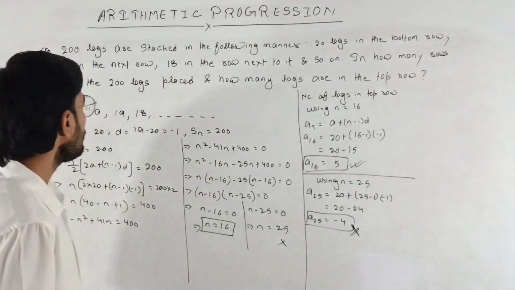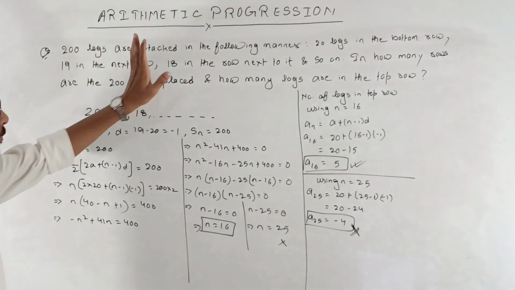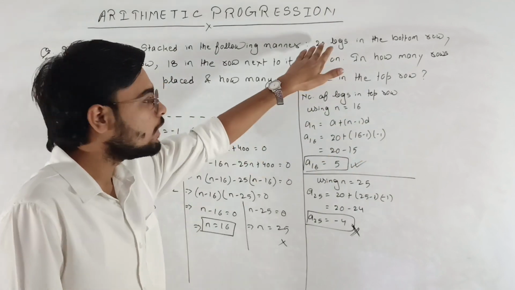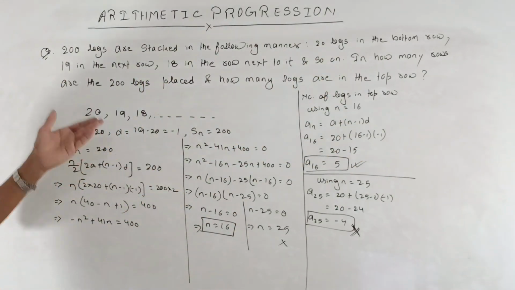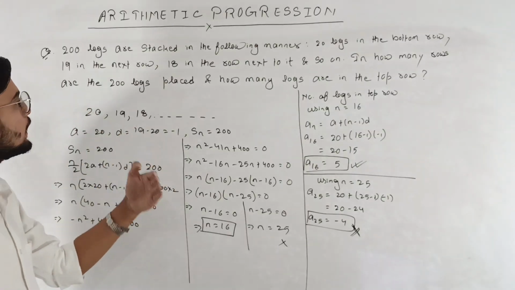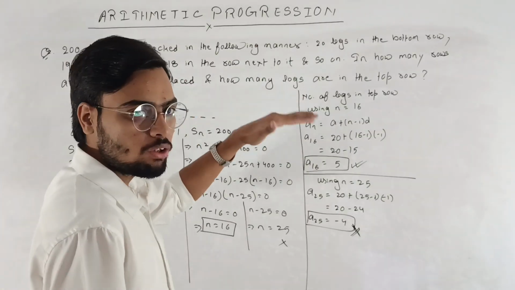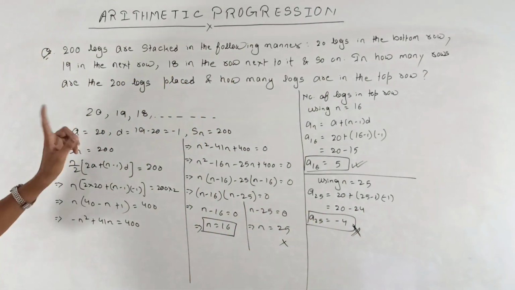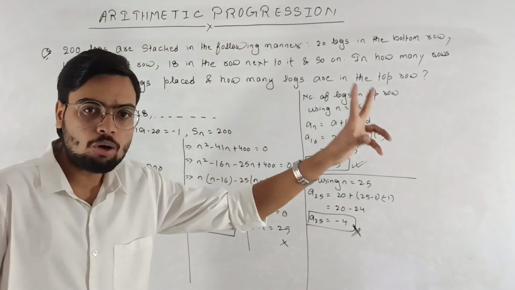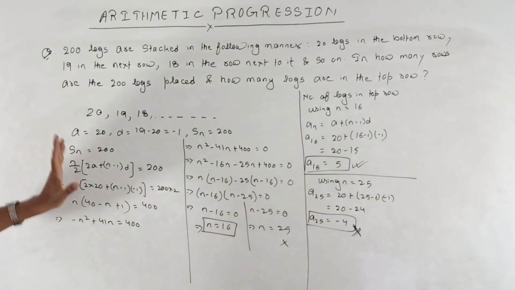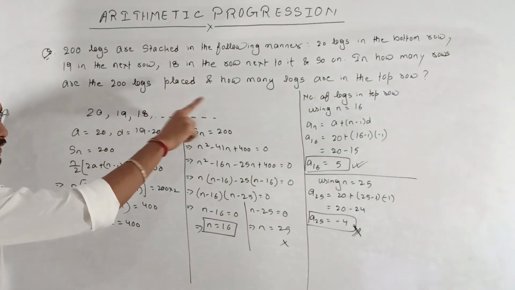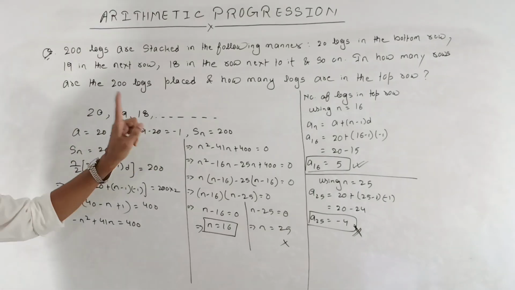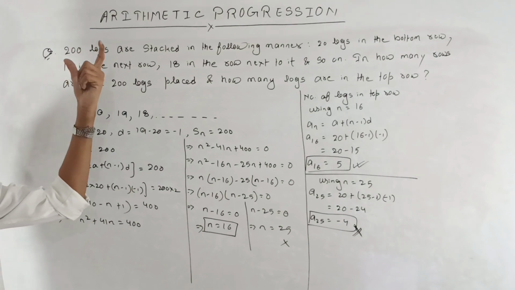We have a total of 200 logs which are stacked in a manner that there are 20 logs in the bottom row. In the bottom row we place 20 logs, then in the row next to this we place 19, then in the row next to this we place 18 logs, and so on. Then the question is asking how many rows we require to place such 200 logs and how many logs are in the top row. Okay, so first I write what is given. Given first row 20, 19, 18 and so on. Now this is an AP in which a is 20, d is minus 1 and S_n is 200. The total number of logs is 200, so S_n is given as 200.